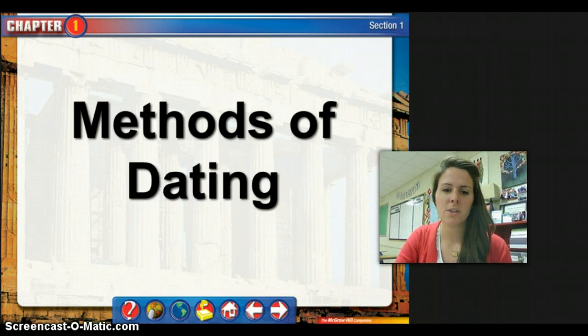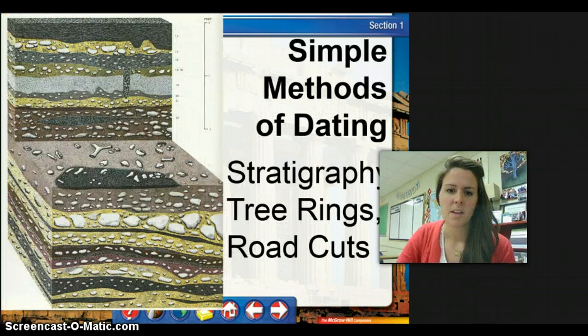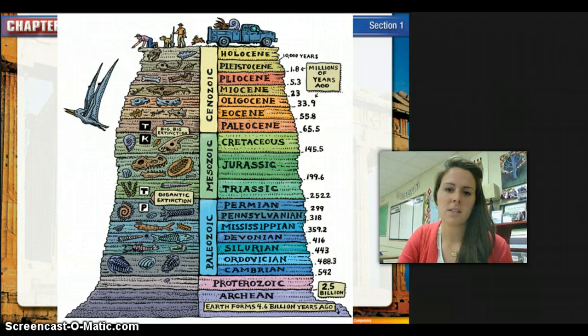Alright, so now we're going to move on to how anthropologists and archaeologists date things. How do we know how old this pottery is, or how old these bones are, or anything like that? So there are some simple methods of dating, and then there are some more complex methods of dating. With some simple methods of dating, you can even figure out how old something is. The first one is stratigraphy.